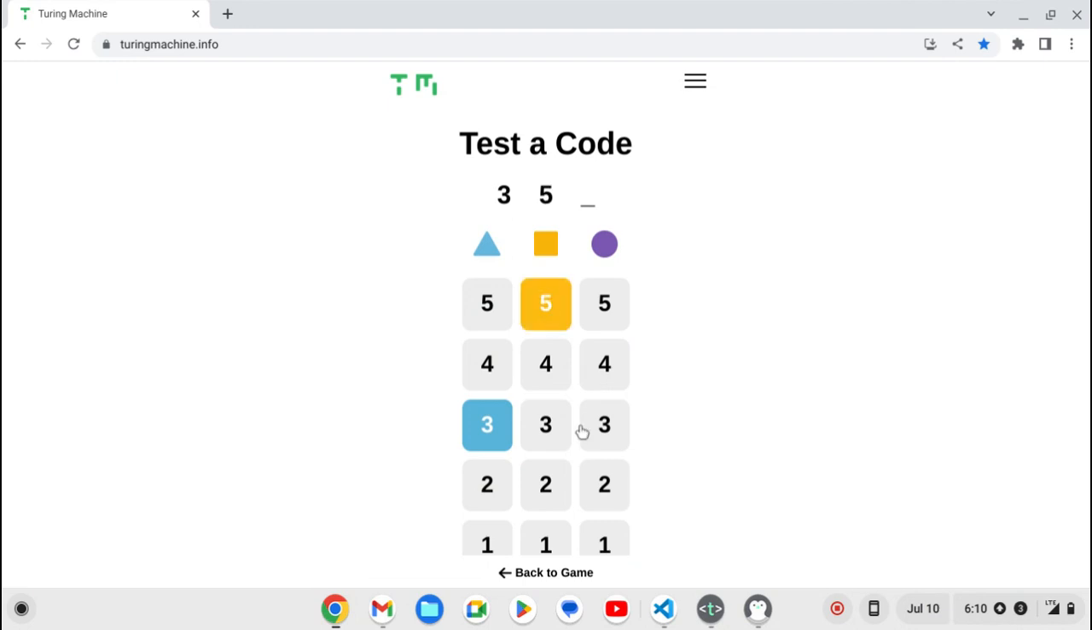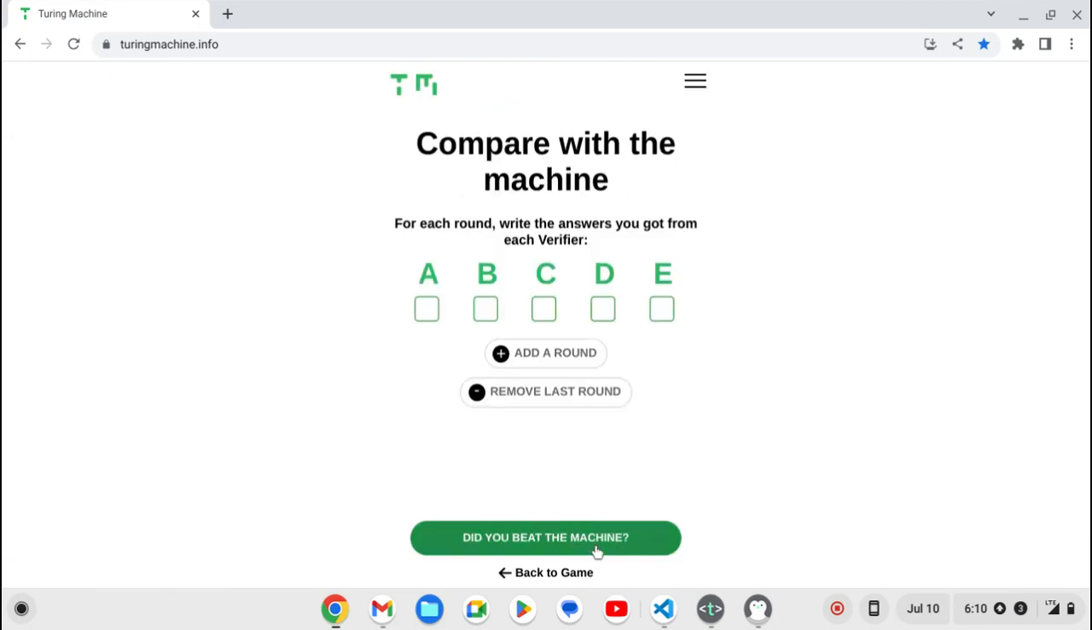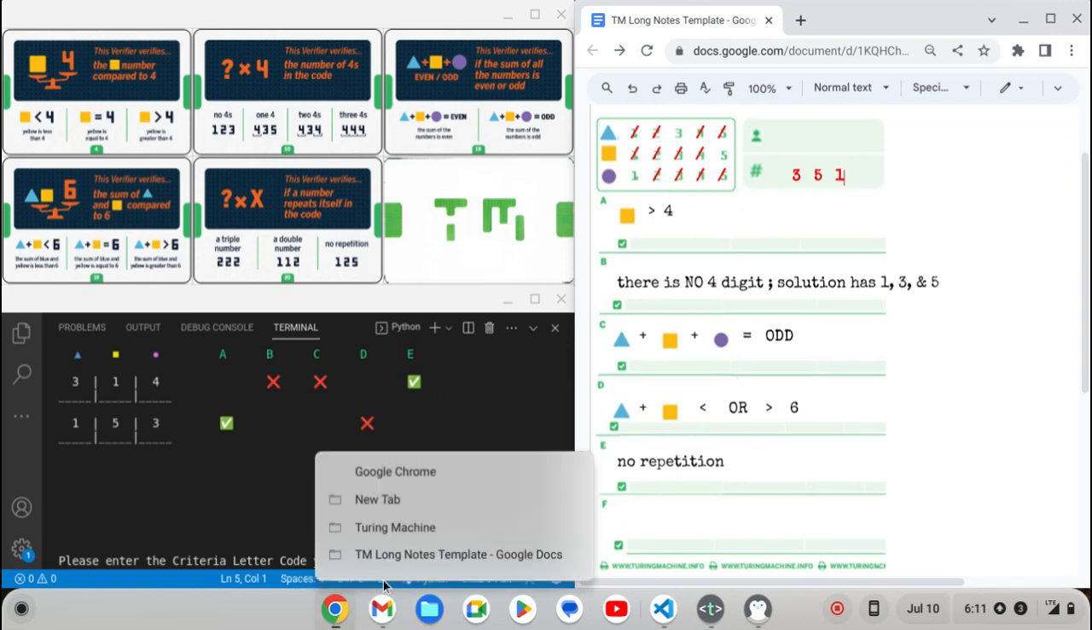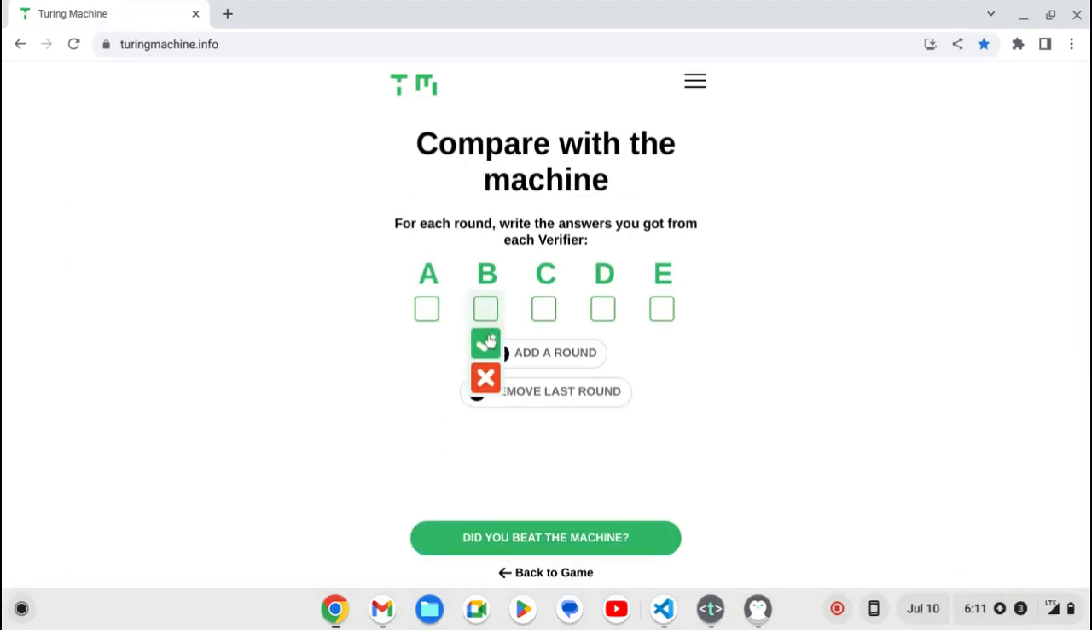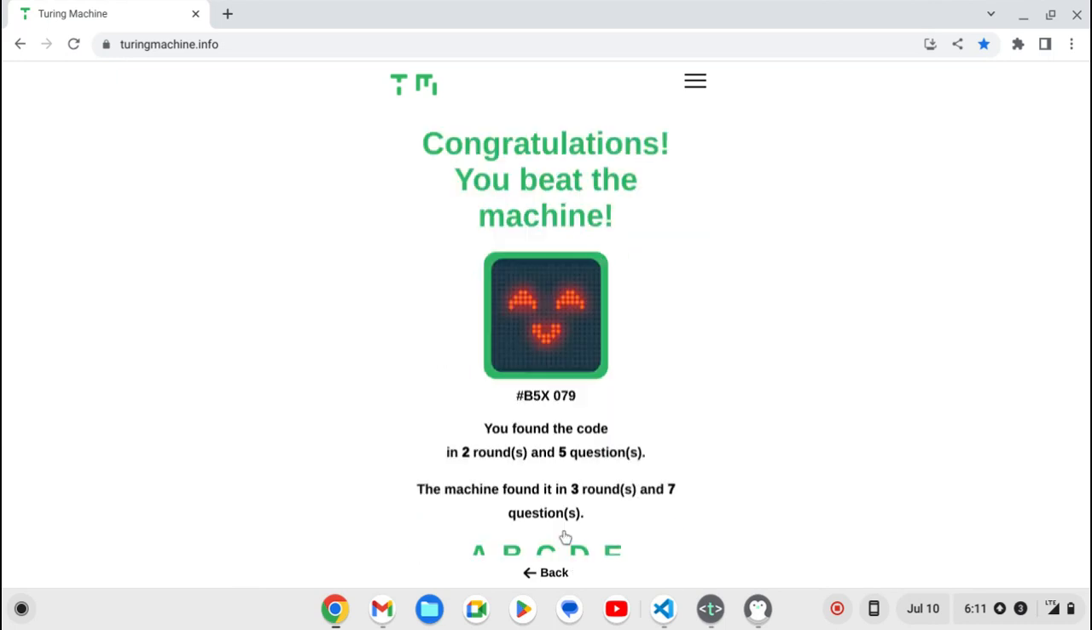So 3, 5, 1. Okay, fantastic. But again, we do have to confirm or see how we did versus the Turing Machine. I do believe that we did just 5, so that's always a good indication. So in the first round we did B, C, and E was the only correct. So let's go type that up. B, C, and E. And then the second round we tested A, which was also correct, and D was incorrect. So let's see how we did.